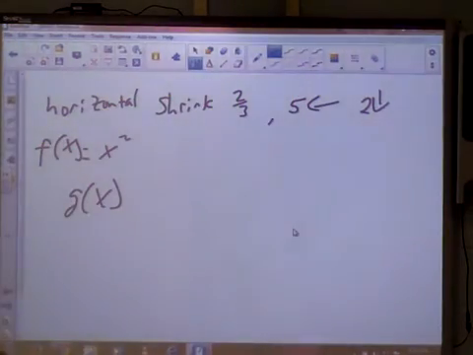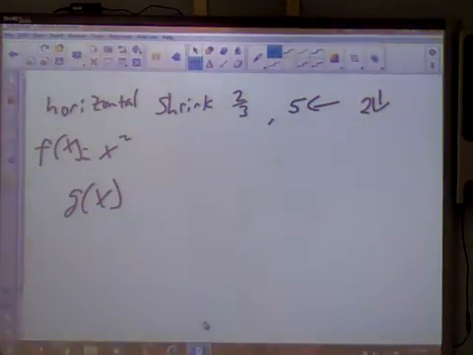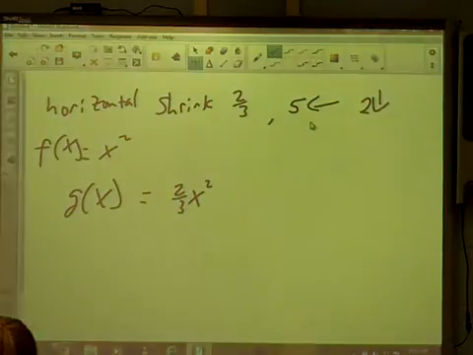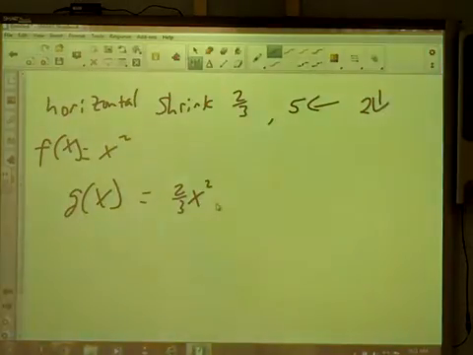Okay, so the first thing, a horizontal shrink. If it's horizontal, it goes in with the x. Everybody remember that? 2/3 x, squared, right? Okay. Now that takes care of that part. Now next I got 5 left. What does 5 left look like? Gonna add 5.